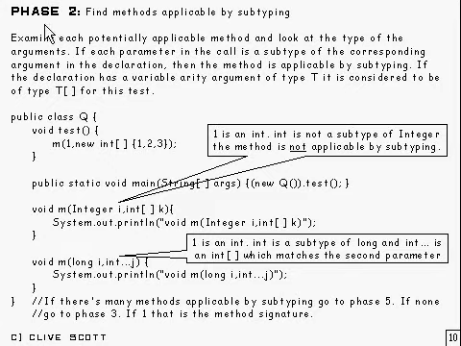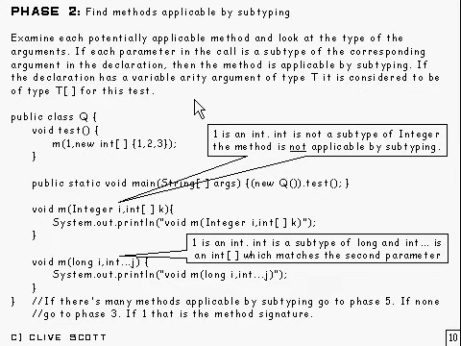Okay, this is the next phase, and what we do is we find all the methods which are applicable by subtyping. We examine each of those potentially applicable methods that we found, and we look at the type of each of the arguments. And if each parameter in the call is a subtype of the corresponding argument in the declaration, then the method is applicable by subtyping.